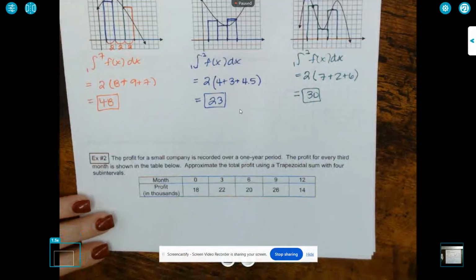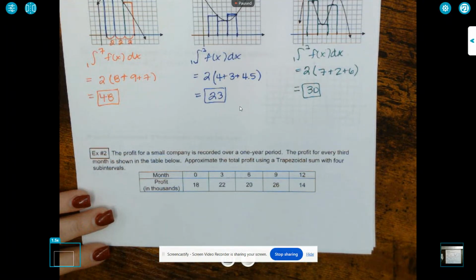All right, example number 2. The profit for a small company is recorded over a 1-year period. The profit for every third month is shown in the table. Approximate the total profit using a trapezoidal sum with 4 subintervals.